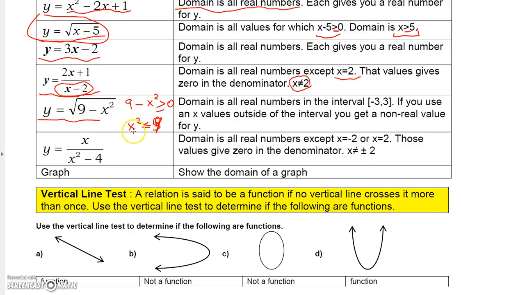So anyway, it turns out that if you solve this, I'm not going to solve it here, your answer would be x has to be less than or equal to 3 and greater than or equal to negative 3. So the domain is all values from negative 3 to 3, because if you plug in numbers outside of that range, you'll actually get a negative under the square root, and that leads to a non-real number.